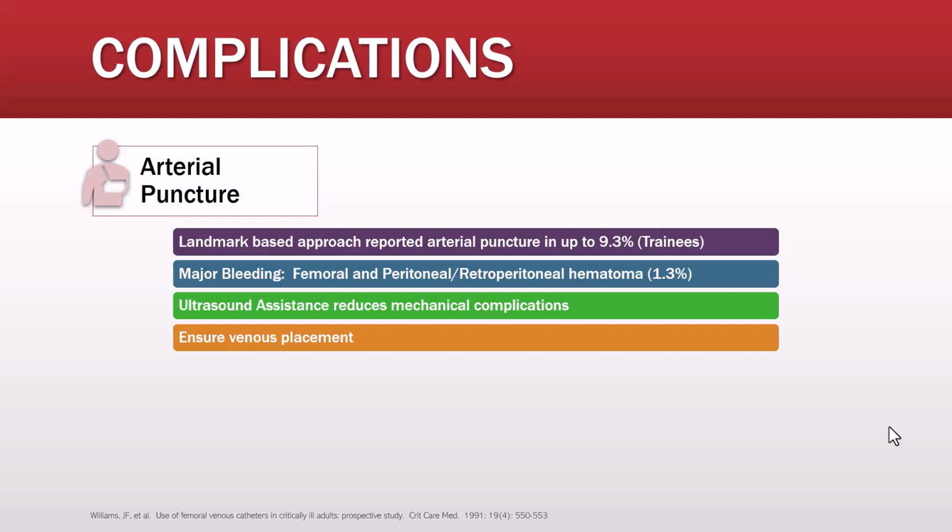We know that ultrasound assistance can reduce our mechanical complications. In addition, the assurance of guide wire placement in venous structures via dynamic ultrasound imaging may reduce the complication of inadvertent arterial puncture, dilatation, and central line insertion into an artery.